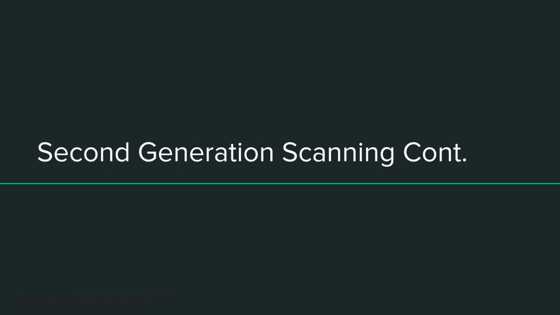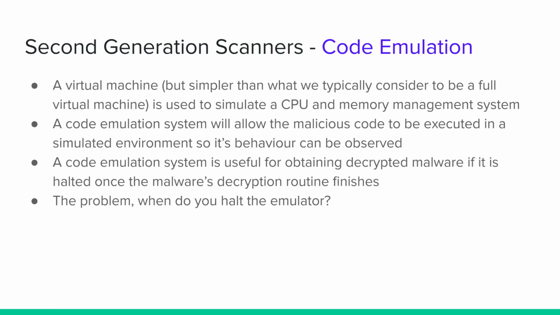Okay, so we're back for the final segment of this last lecture on antivirus techniques or anti-malware techniques. So we're going to continue with modern malware scanners and how they work. We'd already talked about algorithmic scanning. Now we have the idea of code emulation. So this is essentially using a really simplistic virtual machine to actually execute the malware in.